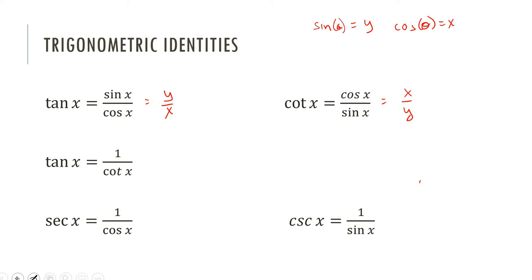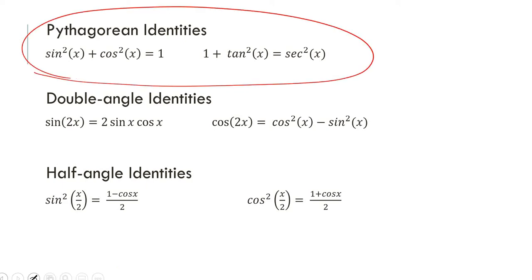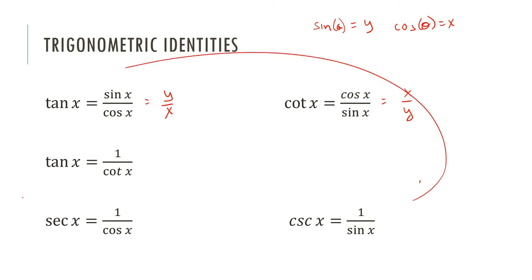Okay? We had some other identities that you looked at in pre-calculus. Pythagorean identities. Sine squared x plus cos squared x equals 1, and 1 plus tan squared x equals secant squared x. These and all of the ones on the last screen you should know by heart.